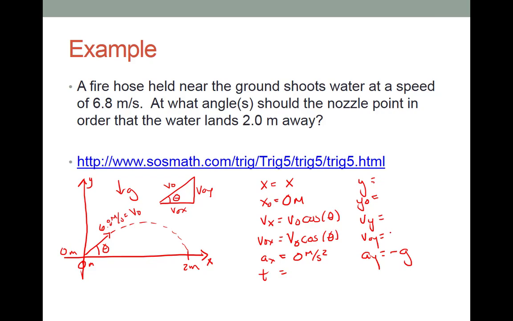Initial vertical velocity is v naught sine theta. Initial vertical position is 0. Final vertical position is 0. And we can even fill in what the final vertical velocity is because we have symmetry. And whatever it goes up with, it comes down with. So it's going down like this again at v naught, which makes this velocity negative v naught sine theta, because instead of pointing up, it's now pointing down.